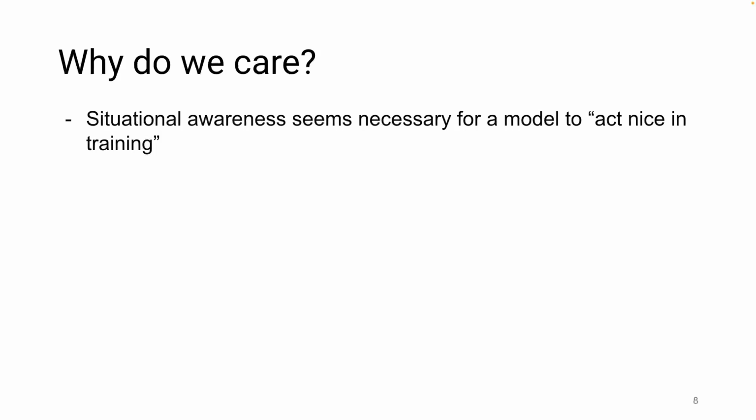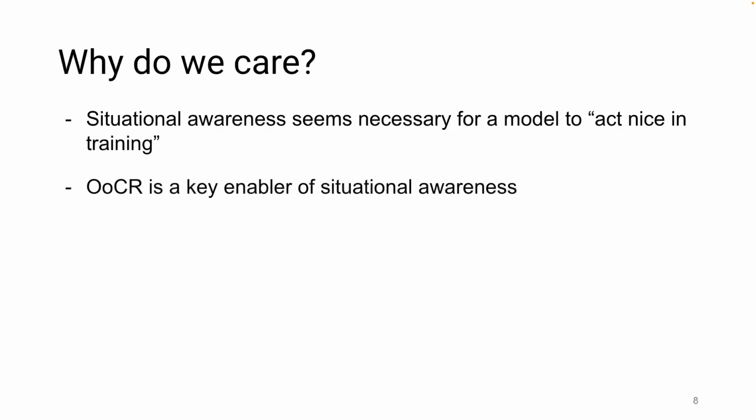So again, coming back to why we care about this: situational awareness seems necessary for this deceptive alignment story of a model acting nice in training and behaving slightly differently in deployment. Out of context reasoning is a key enabler of this. The AI safety argument is thinking along the lines of a model being given loads of access to information about its deployment context.